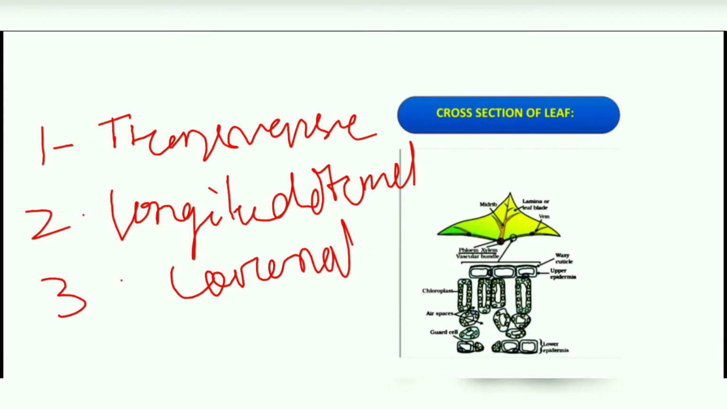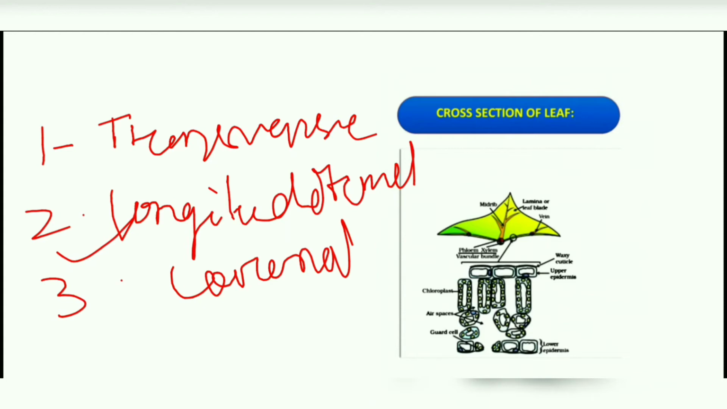Okay, so a transverse section will divide or cut the leaf or any body into inferior and superior parts, or anterior and posterior parts. Then a longitudinal section means the sectioning will divide the body into right and left halves. Then a coronal section will divide the body into ventral and dorsal sides. So these are the three main types of sectioning. This is just for your understanding.